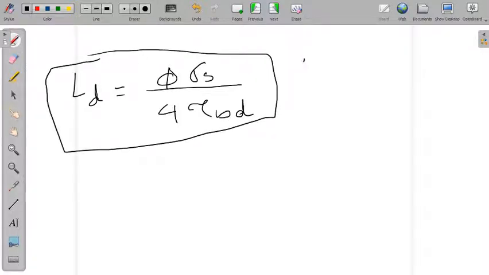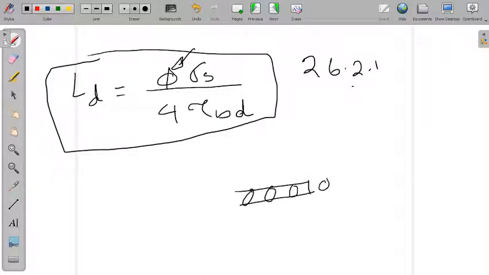This you can get in clause number 26.2.1. Now what is this phi? This phi is the nominal diameter of the reinforcement bar, meaning for which bar you are talking about, whether it is 10 mm or 20 mm, or whether it is a plain bar or deformed bar, that you have to check. Let's say it is a deformed bar. So the bar diameter is this nominal diameter. Then sigma s is the stress in the bar at the section considered at design load.